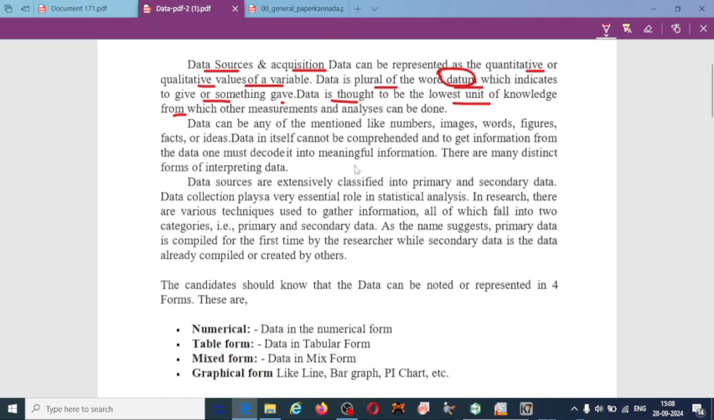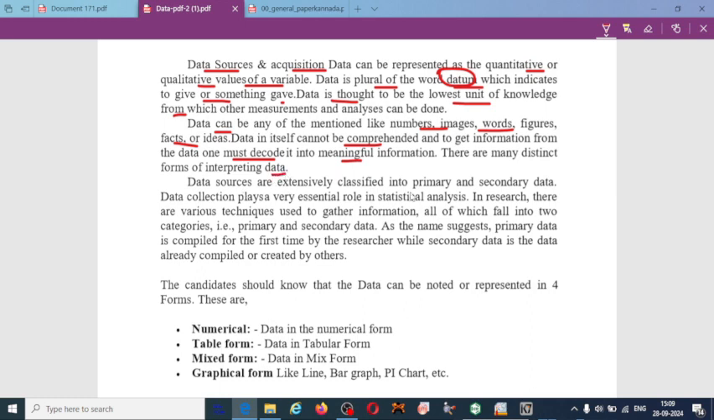So data is thought to be the lowest unit of knowledge from which other measurements and analysis can be done. If you want to do any analysis of a particular topic, then you require the data. Data can be any of the mentioned, like numbers, images, words, figures, facts. Data may be in different forms. Data itself cannot be comprehended, and to get information from data, one must decode it into meaningful information. So there are different ways of decoding. There are many distinct forms of interpreting data.